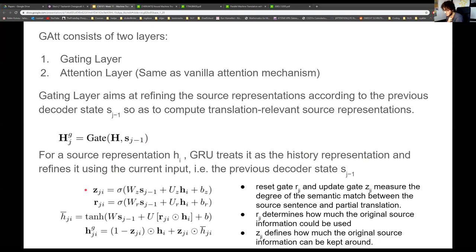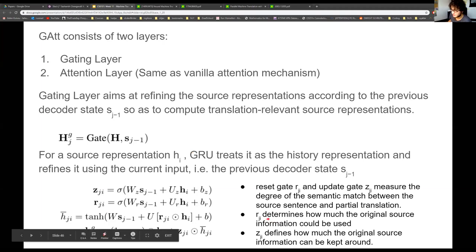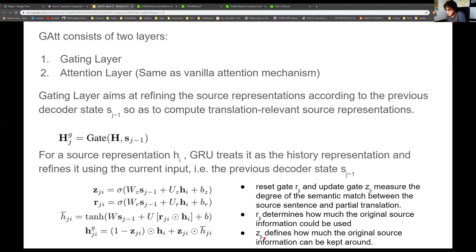What these gates combined are trying to do is measure the degree of semantic match between the source sentence and the partial translation so far. Our reset gate determines, as you can see here, how much of the original source information could be used to create the new H bar. Then the update gate defines how much of the original source information should be kept around, as you can see here.